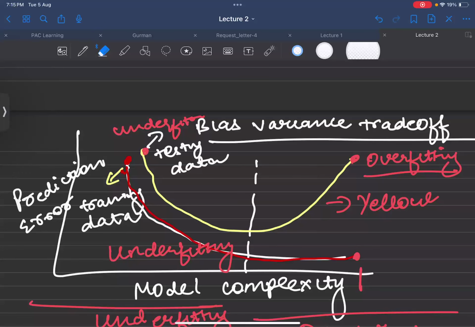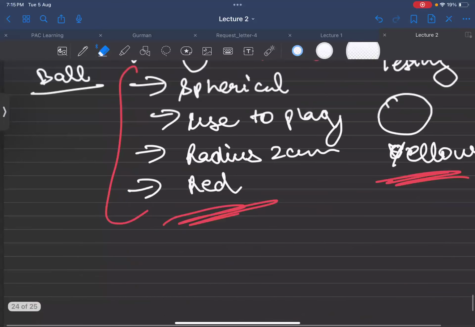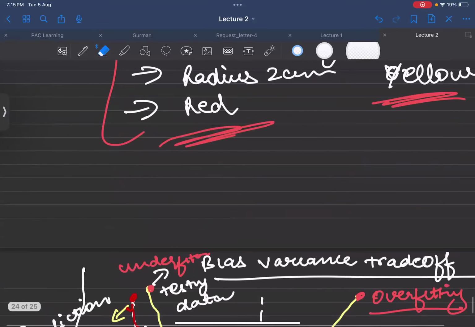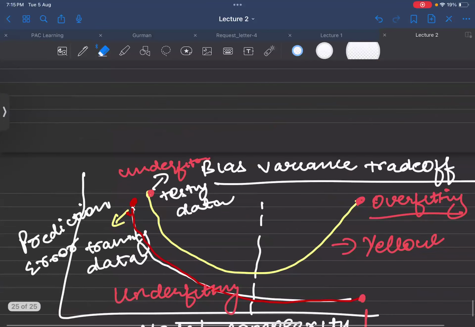We don't want to cover all the features as well. Like I said, we shouldn't have covered the color here. We shouldn't have covered the radius feature here. We have to have a trade-off, like how much should be the trade-off between these things.